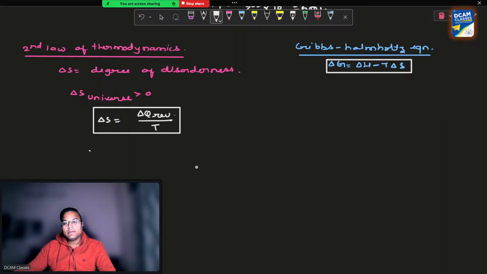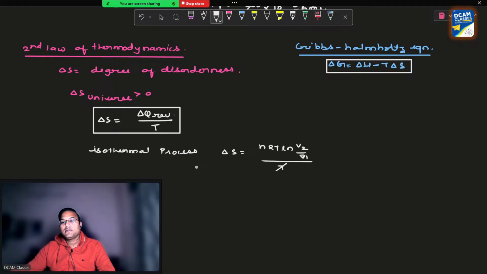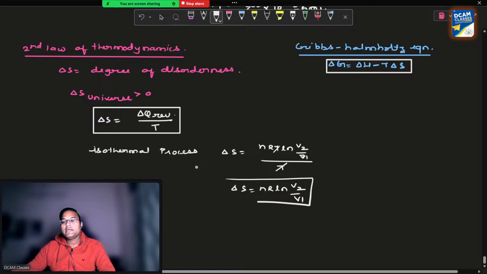Like if we talk about isothermal process, Q reversible is nRT log V2 by V1 divided by T. So the entropy will be nR log V2 by V1. You understood now how to calculate the entropy? It's that simple, nothing complex.